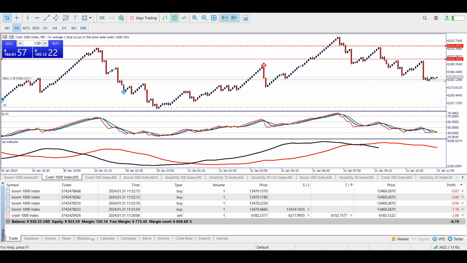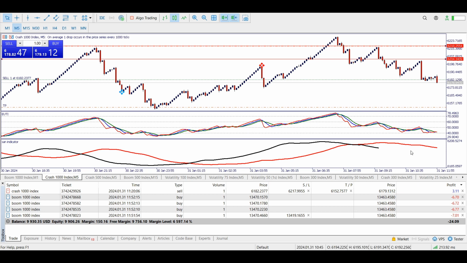Okay, let us keep watching, guys. So my people, as you can see, we are still waiting. Crash 1000 is still in loss. Boom 1000 is still in loss. Let us see what is going to happen in the next 30 seconds. Very soon.